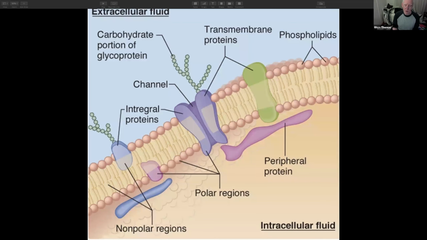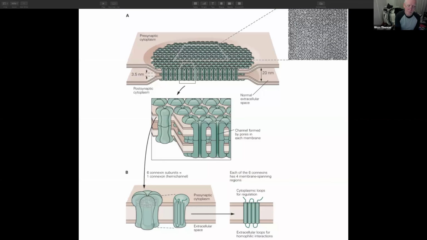And then there's also some specialized areas of the plasma membrane. Can anyone tell me what this is representing here? What's this specialized area of cell membranes? Looks like an ion channel. I guess technically it is. It's a gap junction, isn't it?